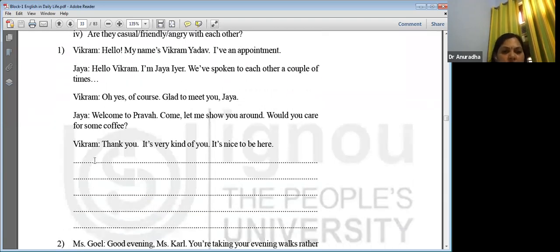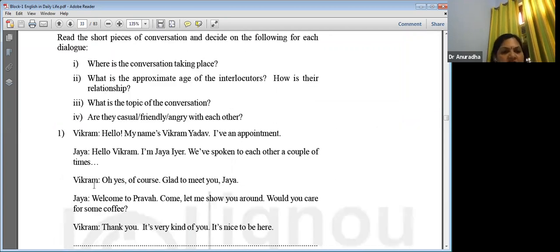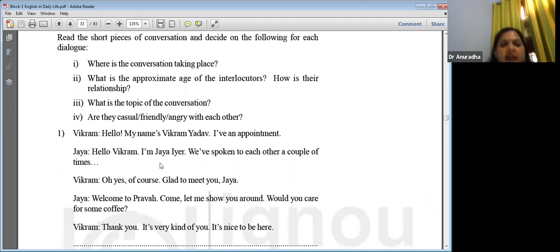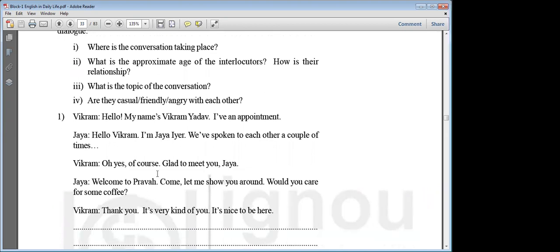So you can write your answers over here of all the questions. So where is the conversation taking place? Conversation is taking place at Pravaha. What is the approximate age? 25 to 30 maybe. How is their relationship? It's a formal relationship. They may be colleagues. What is the topic of conversation? Topic of conversation is that they have an appointment. Or are they casual, friendly? They were.